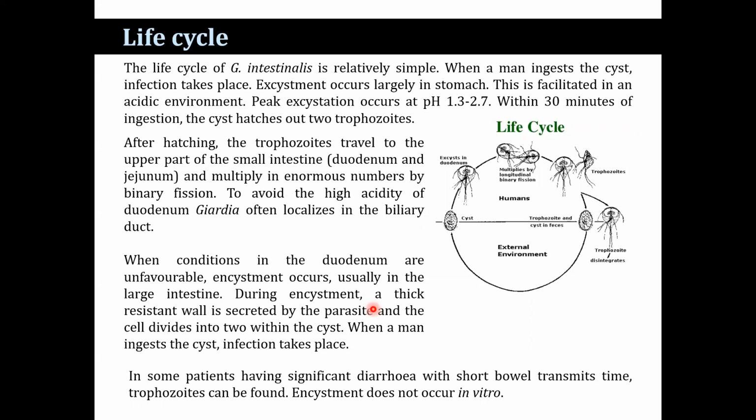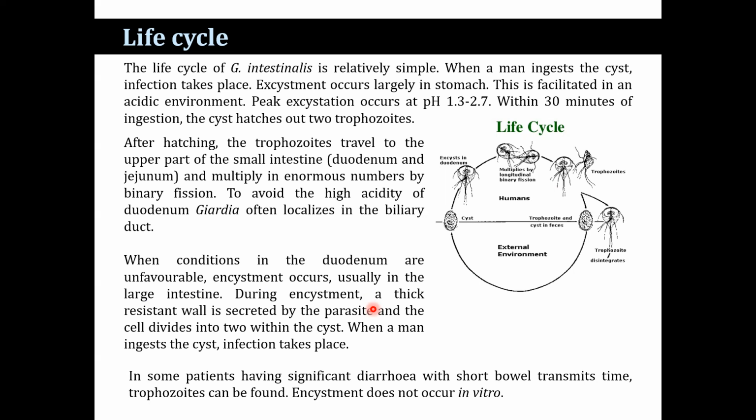When a man ingests the cyst, infection takes place. Excystation occurs where? In the stomach. This is facilitated in an acidic environment, and peak excystation occurs at pH 1.3 to 2.7. Within 30 minutes of ingestion, the cyst hatches out two trophozoites.